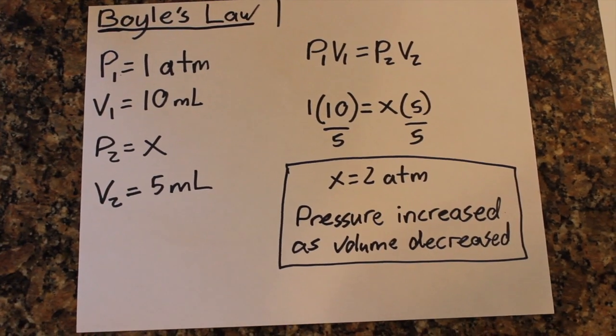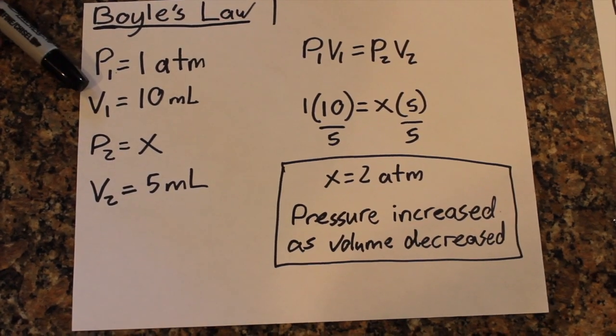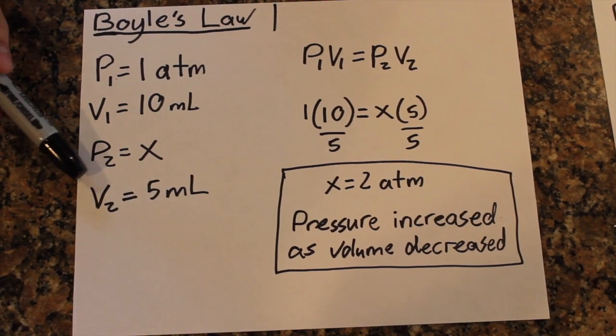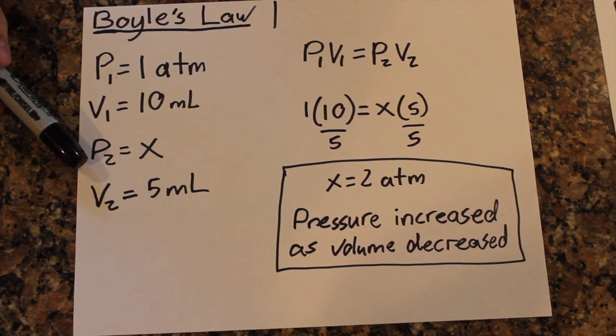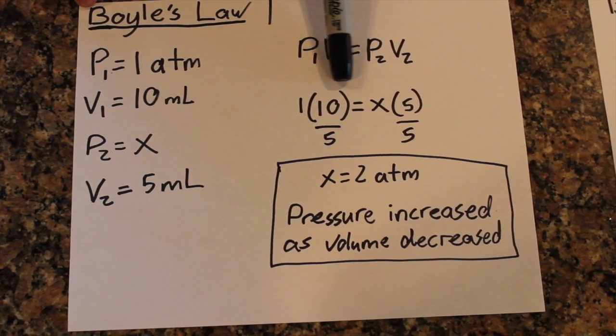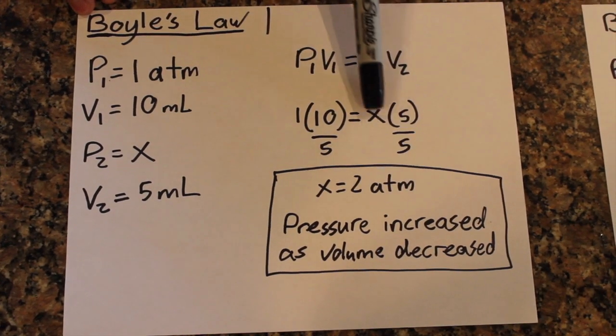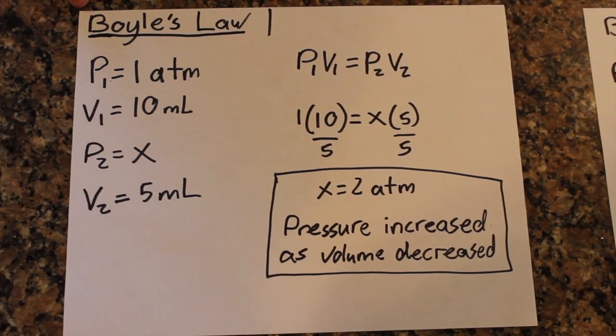In our first experiment with Boyle's law, we started with a pressure of 1 atm and a volume of 10 milliliters, and we moved the stopper to a volume of 5 milliliters, and as you can see through our calculations over here, the pressure increased as volume decreased inside the syringe.